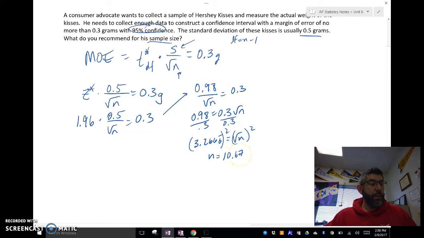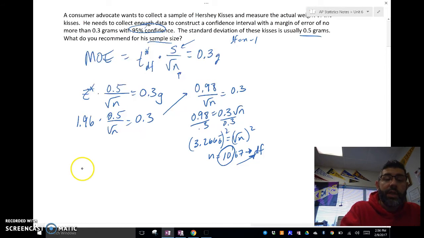I get an n of 10.67. So what we're going to do with that number, that's not the n we're looking for. This is actually going to represent our degrees of freedom. In fact, we'll round this down and use a value of 10 for our degrees of freedom. So then we're going to do this process over again, except this time we're going to use 10 degrees of freedom for t star.